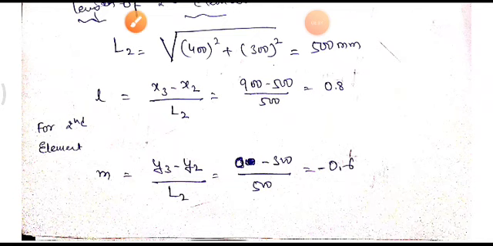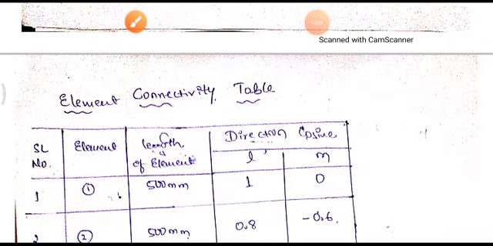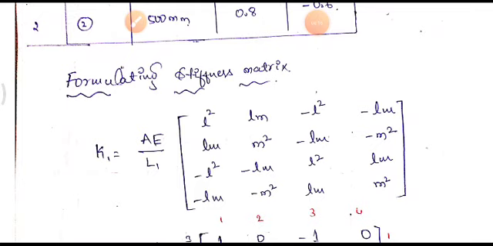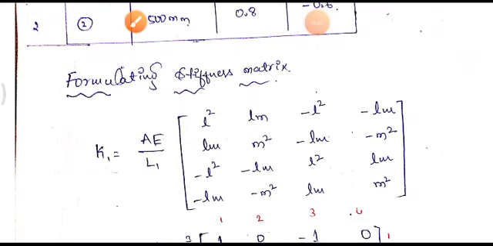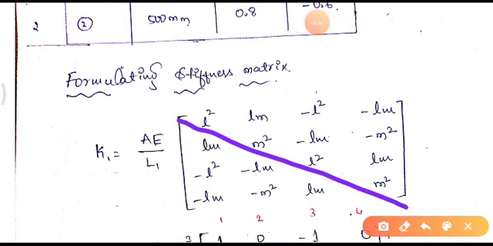Once you determine the direction cosines, next we need to move towards the determination of the stiffness matrix for each element. Since we have two elements, we need to determine the stiffness matrix for two elements. The stiffness matrix for the truss element, as already discussed, is given by A E divided by L, times the matrix with L square, Lm, minus L square, minus Lm. This entire stiffness matrix you need to remember, otherwise you can do one thing. The stiffness matrix is a symmetric matrix, so it is better to remember only the upper diagonal elements. So this is easy to remember.